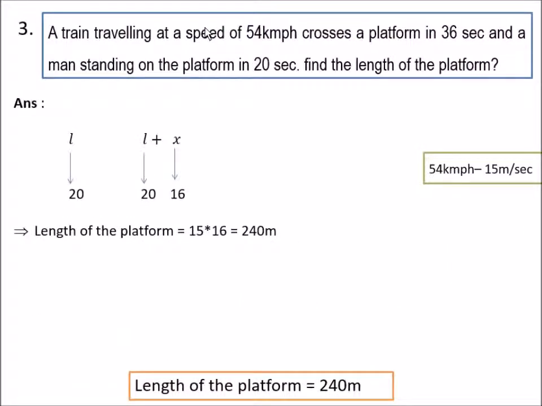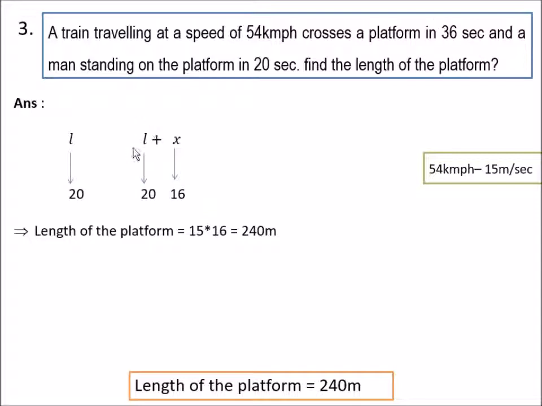And coming to the third question, a train traveling at a speed of 54 km per hour crosses a platform in 36 seconds, and a man standing on the platform in 20 seconds. So find the length of the platform. Here they have given the time taken to travel the distance of the length of the train, that is in 20 seconds. So now we need to find out the time taken to cross the platform in 36 seconds.